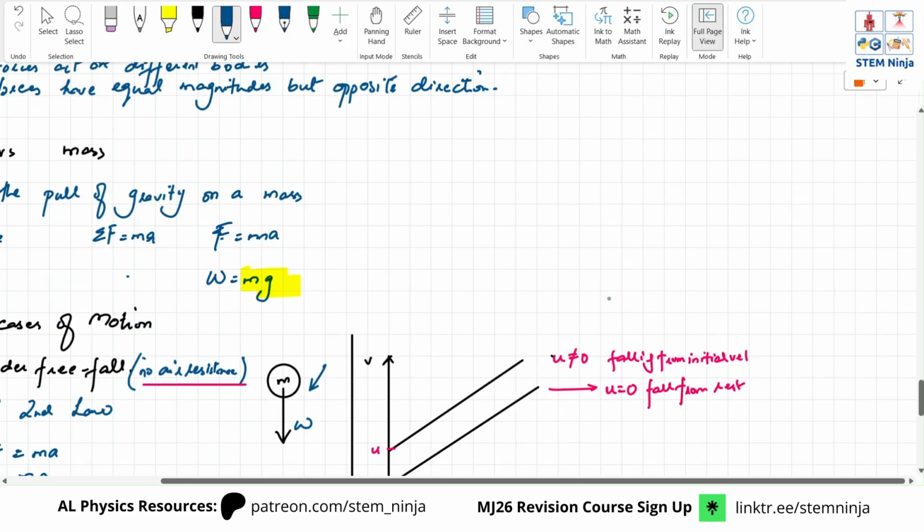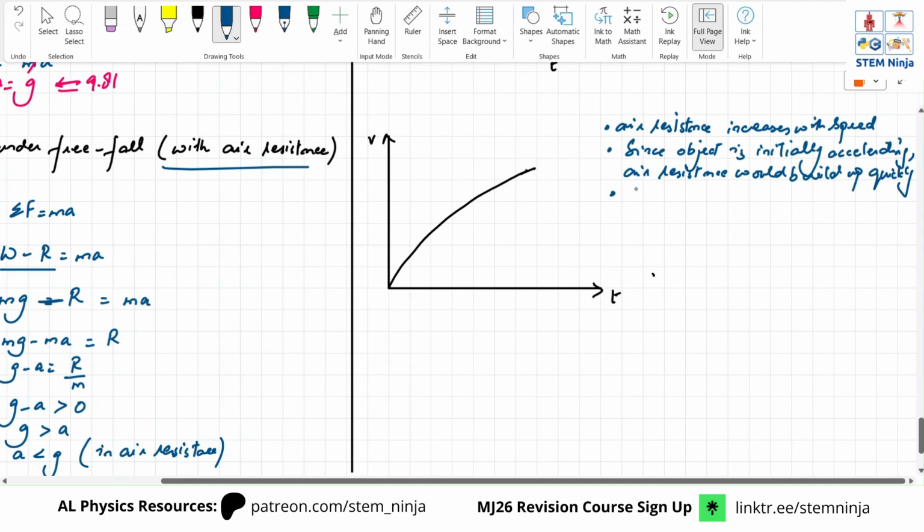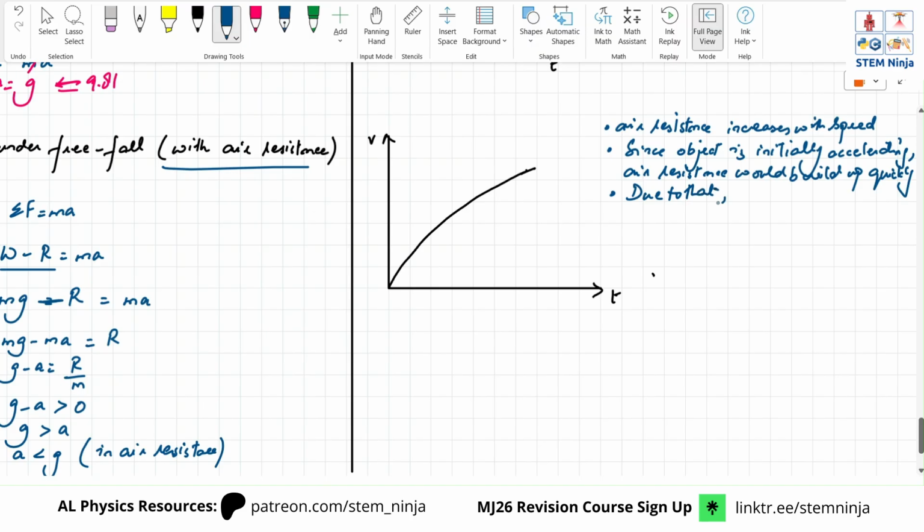But due to that buildup of air resistance, the net force will decrease. So due to that, net force would decrease, and that would reduce acceleration. So reducing acceleration. So that means the gradient of the graph would go this way.